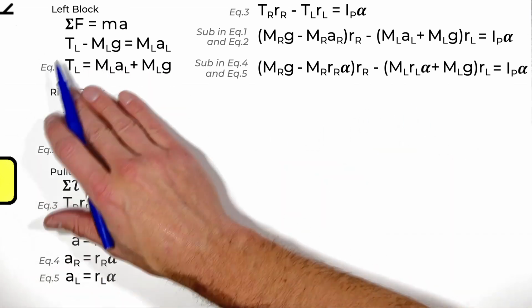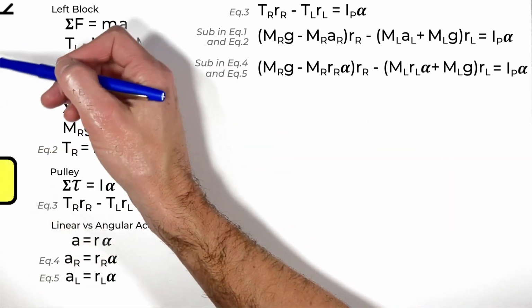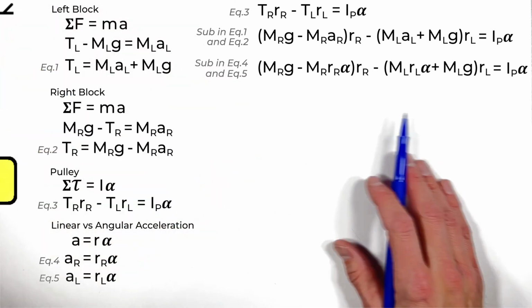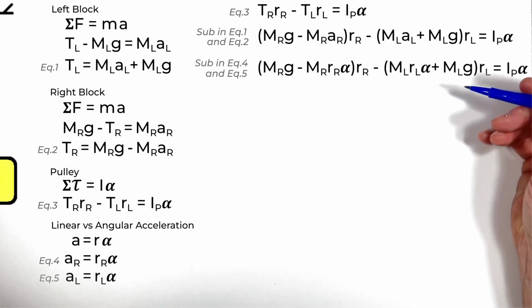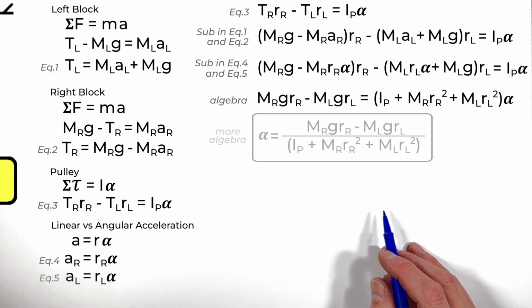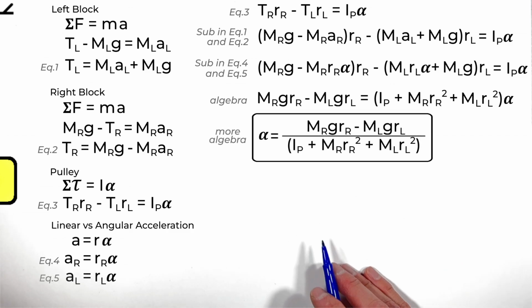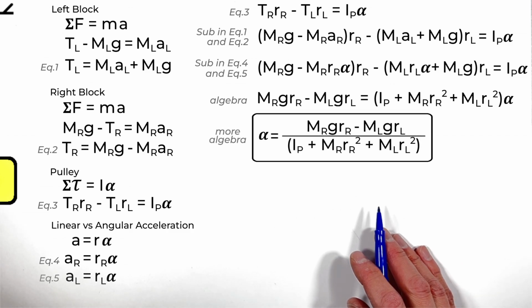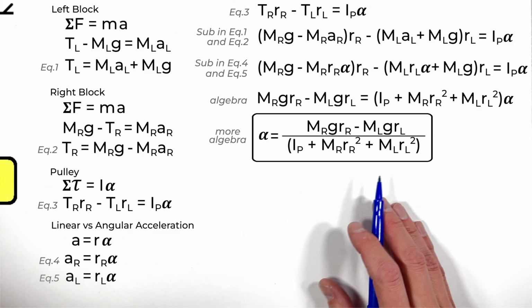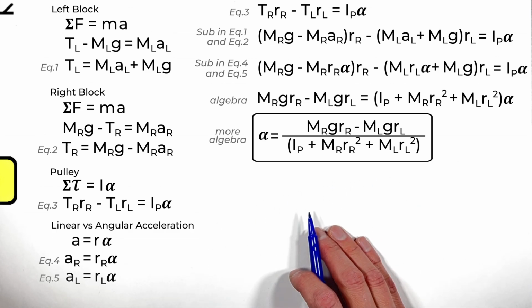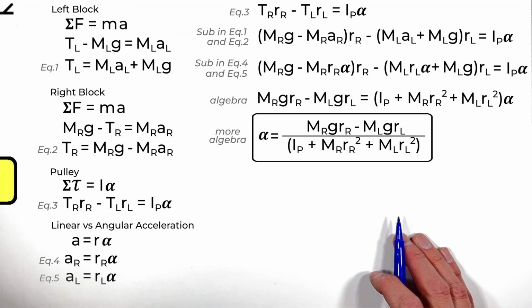Remember, alpha is the angular acceleration of this pulley that's off the page now. It's the angular acceleration of the pulley once everything's moving. So we're going to do some algebra and then even more algebra. And what it leaves us with is an equation. So we get this equation for alpha that relates the two masses to the inertia of the pulley as well as the two radii of the pulley.